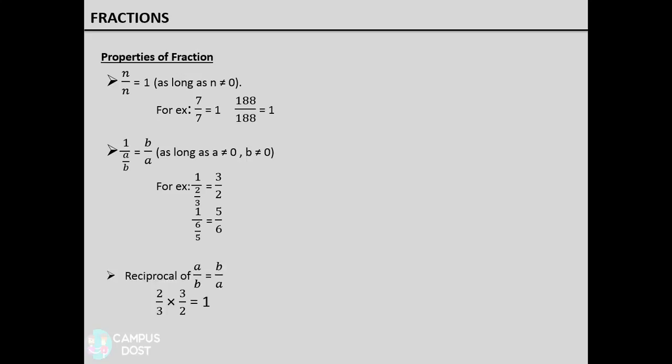Now, this brings up an important definition. The reciprocal of a over b is b over a. In other words, the reciprocal of a fraction is the flipped over version of that fraction.